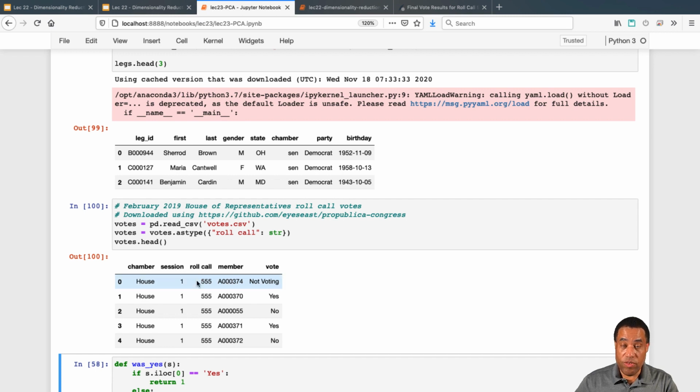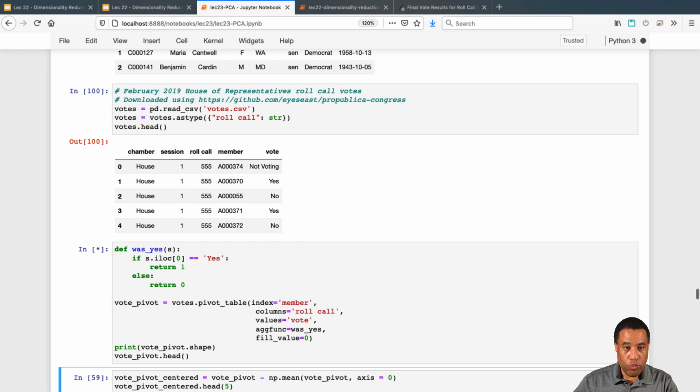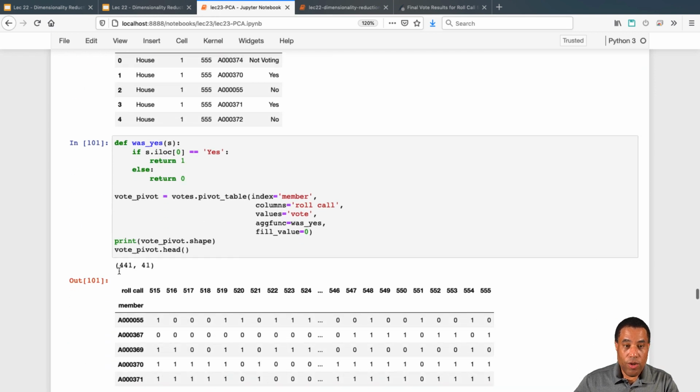And then for each of the votes, so each of the roll calls, we have whether they did not vote, or they voted yes, or they voted no. So there are three choices: did not vote, voted yes, and voted no. But we're going to collapse that down to just a binary choice: yes, they voted, will be a 1, or 0 if they did not vote or they voted no. And that's what this function will do for us. Okay, so we have 441 members who voted across 41 different votes.